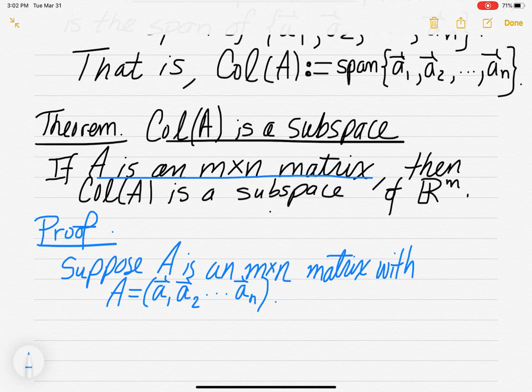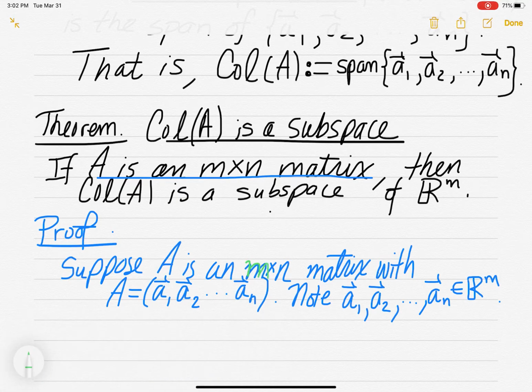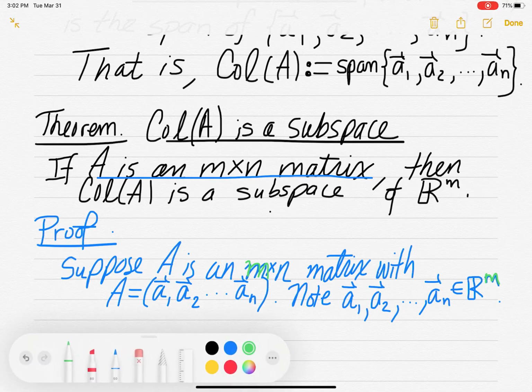And so let's note that these columns are each in Rm. Note that column 1, vector 1, column 2, vector 2, and so on, vector n, are each in Rm. Why are they in Rm? Well, they're in Rm because this is an m by n matrix. So you have m entries going down each of those columns. So if each of those columns has m entries, they're in Rm.